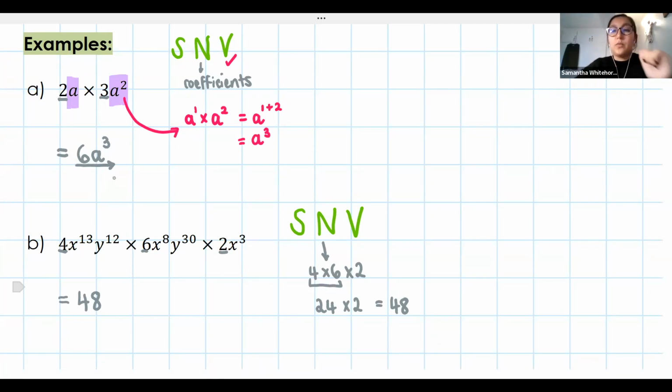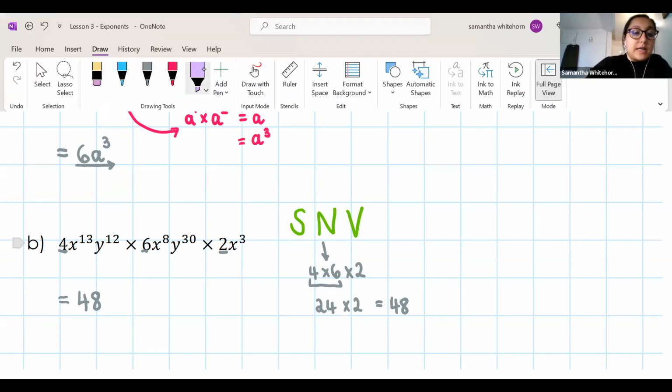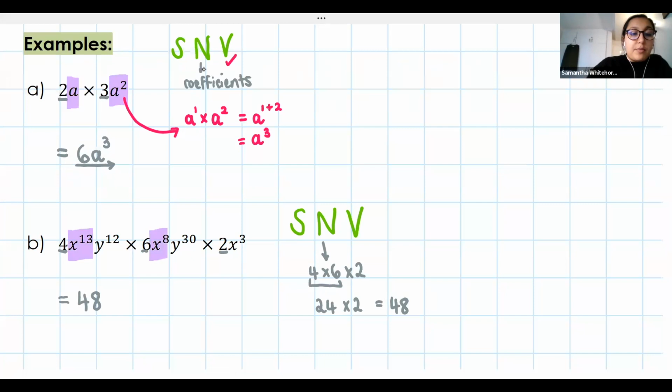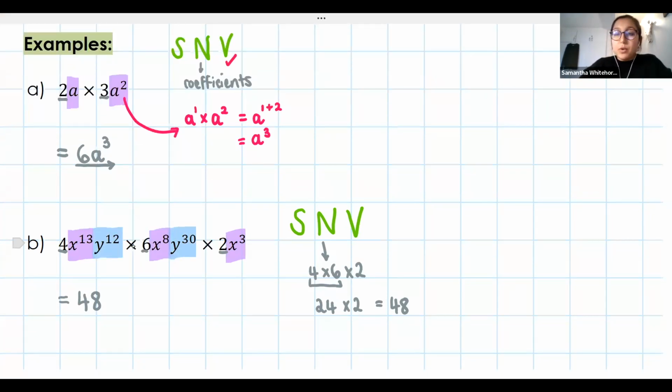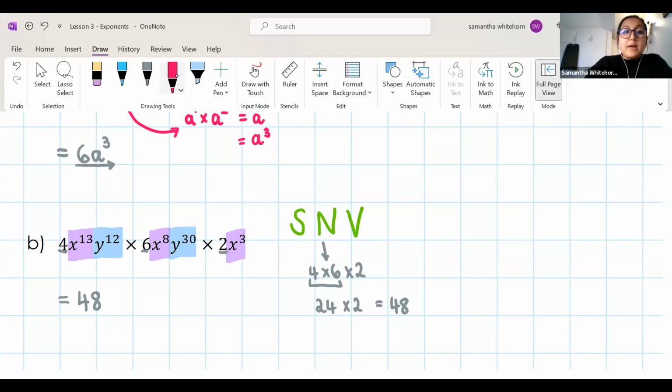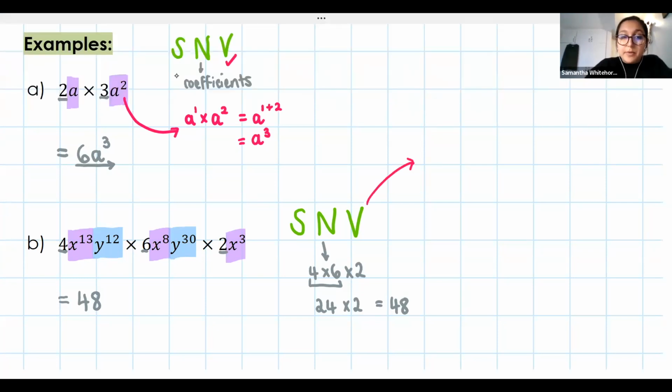Now I have to go and work with my variables. What I need to be careful of, though, is that not only do I have the variable x, I also have the variable y. And it's really important, guys, that we remember that our exponent laws only apply to the same bases. Okay, so we need to deal with x and y separately.